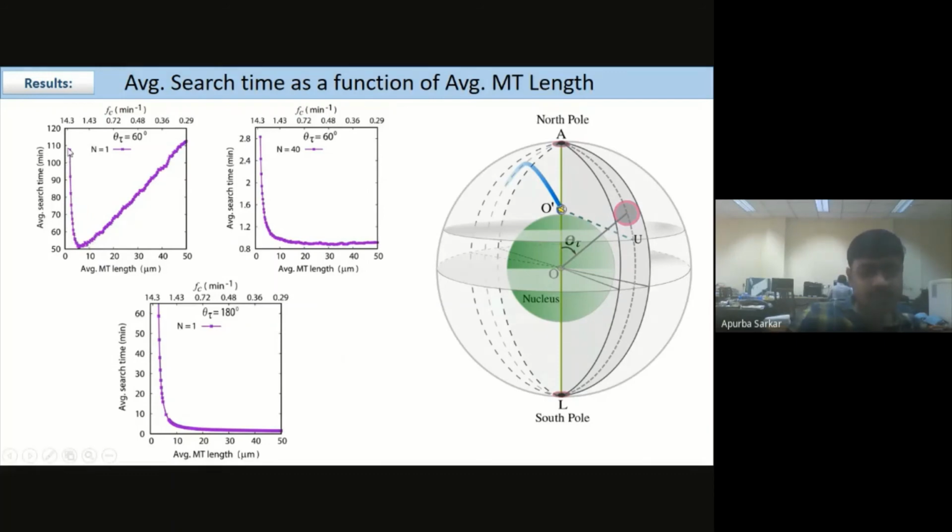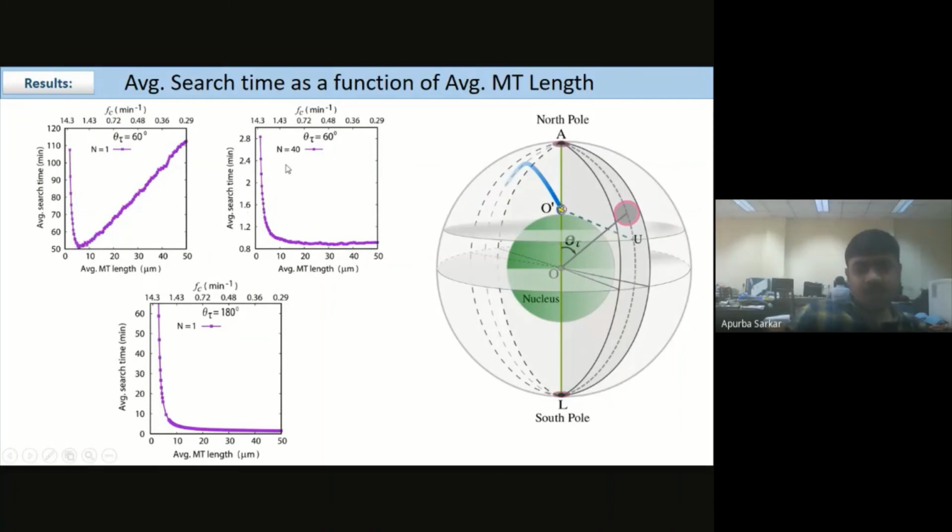Now when the average microtubule length is very small, it becomes difficult for the short microtubule to reach the target and capture it. So we get the maximum average search time. Again for a large average microtubule length, we also get the maximum average search time, because in this case the microtubule would spend more time searching in the wrong direction. So for an intermediate value of the average microtubule length, we get an optimization in the average search time.